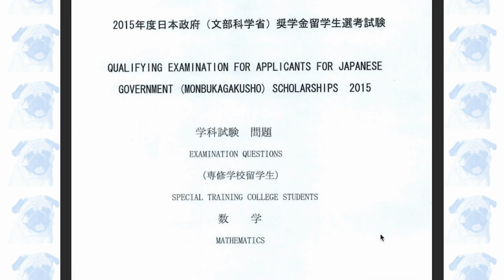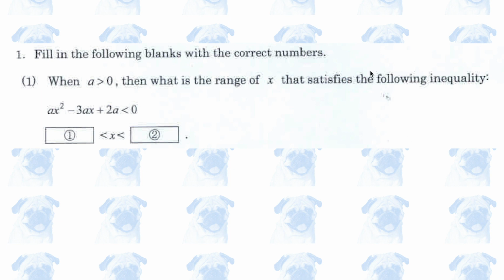So this is the mathematics paper from 2015. Number 1. Fill in the following blanks with the correct numbers. 1. When a is greater than 0, then what is the range of x that satisfies the following inequality?